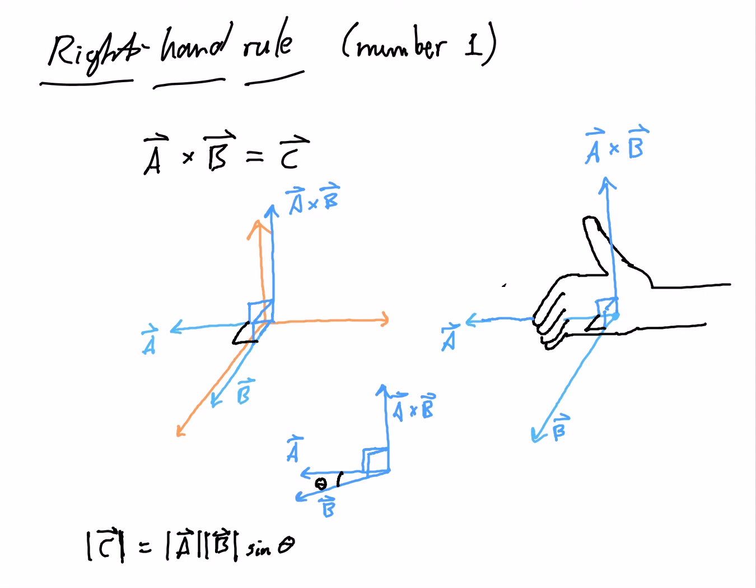And that's kind of good, because the right-hand rule wouldn't give us a clear result in the case where the vectors are parallel. How would you sweep your fingers from A to B if A and B are pointing in exactly the same direction? So the right-hand rule can't really give a result for parallel vectors, but that's fine. The result is just the zero vector in the case of the cross product of two parallel vectors.